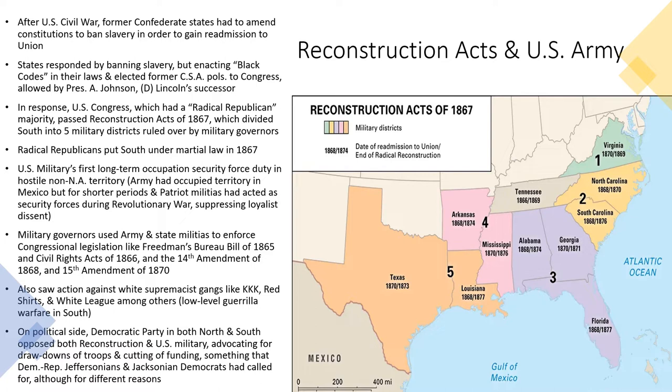The military governors would use the army and state militias to enforce congressional legislation, things like the Freedmen's Bureau Bill of 1865, the Civil Rights Acts of 1866, and then the 14th Amendment in 1868, and the 15th Amendment in 1870. These acts were designed to give not only freedom to African Americans, but give them political equality with white people. And the Southern states found ways to get around these laws as much as possible.